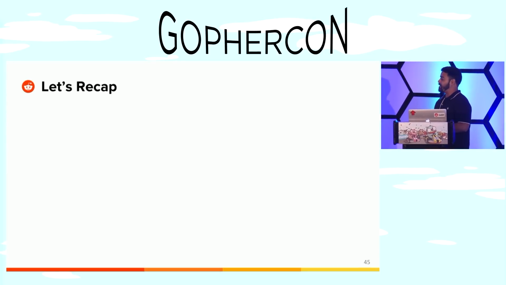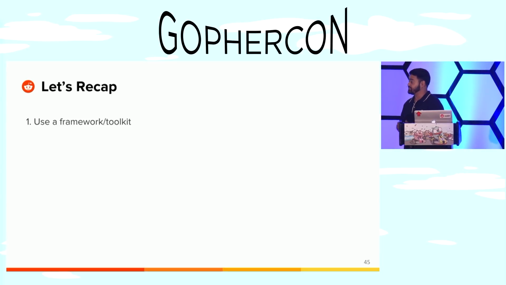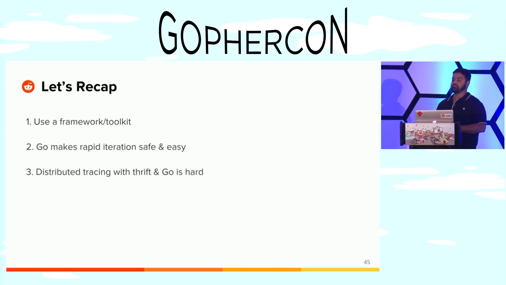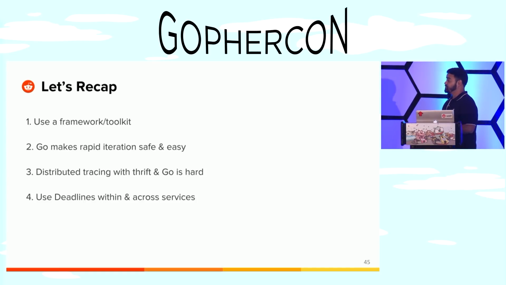Let's just quickly recap. We started with looking at how we ended up using GoKit, how it has helped us. And the takeaway is you should try to do that if that is something that is important to you. We spoke about our process of rolling out this new ad server and how Go has made our rapid iteration safe and easy. We spoke about distributed tracing, why it's useful, how it was hard with Thrift, and some things you can do to make it better. If you care about not timing out and wasting resources, use deadlines. And then lastly, use load testing and benchmarking.